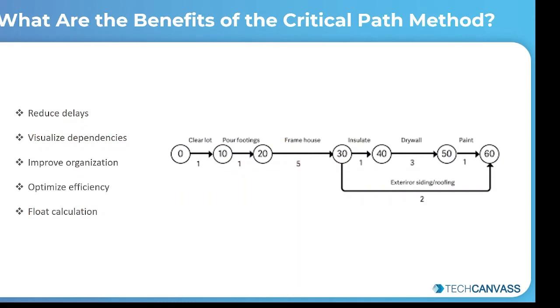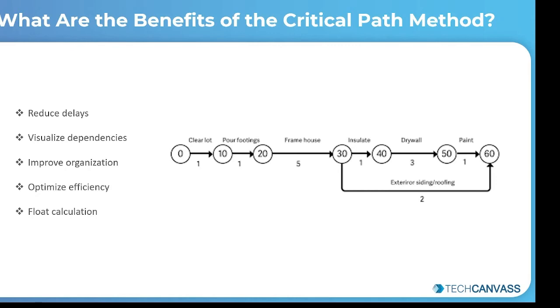Now that we have understood what exactly the critical path is and how to calculate the critical path of a project, let's see what are the benefits of the critical path method. To start with, the first one is it reduces delays. The critical path method helps identify the most important sequence of tasks in a project. Managers can use this information to reduce delays by optimizing the work along the critical path.